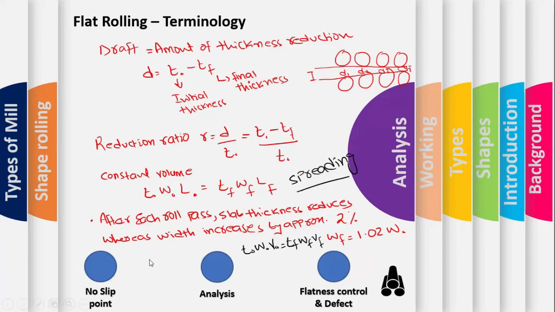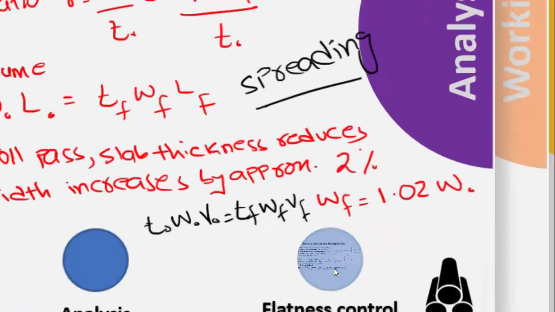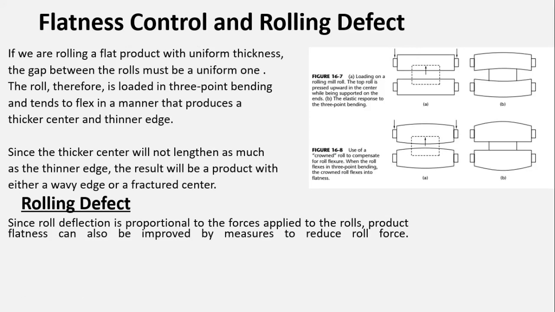Now the next slide is about the flatness control and the defects in the rolling operation. There is a phenomenon that occurs in the rolling operation. Let's suppose we are performing flat rolling on a work part. This is our workpiece, and you're performing the flat rolling. So the forces are being applied at the extreme edges, right? Because of the force being applied at the extreme edges, this roll bends.